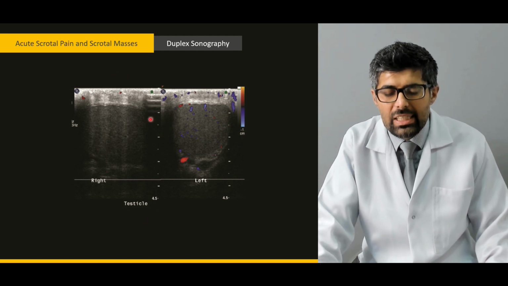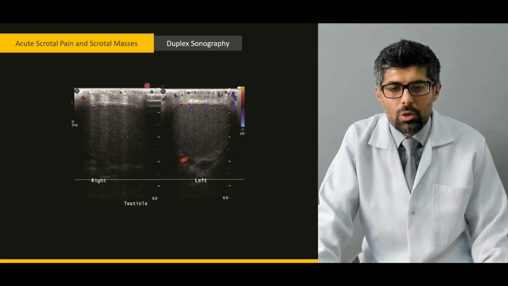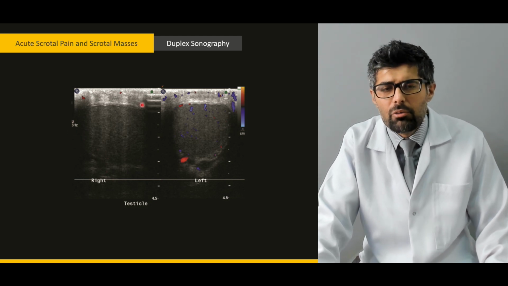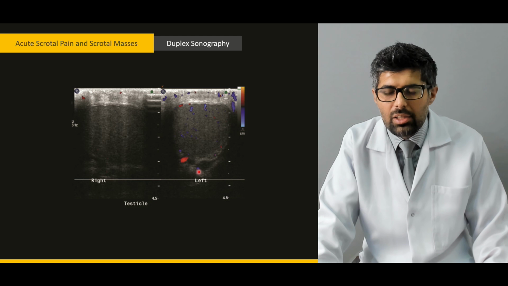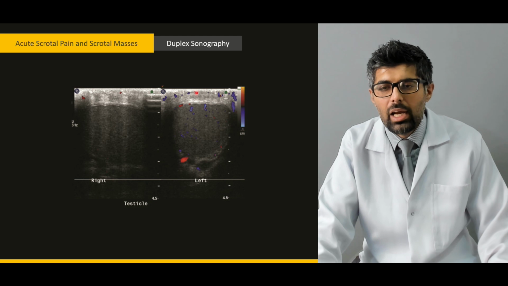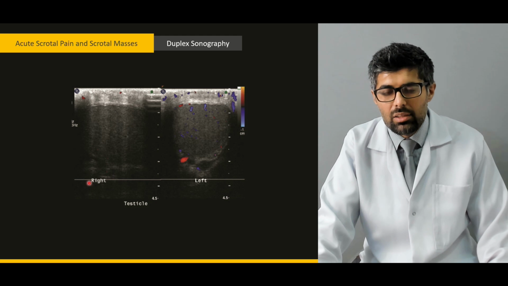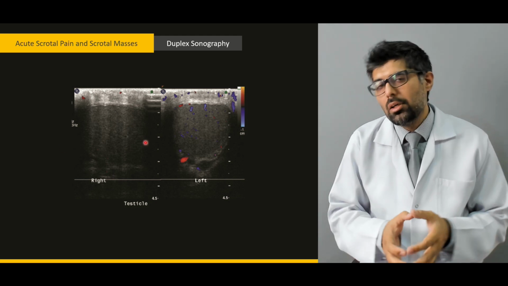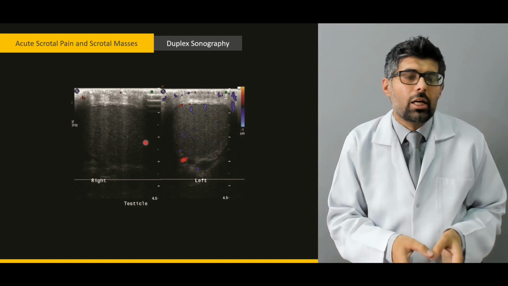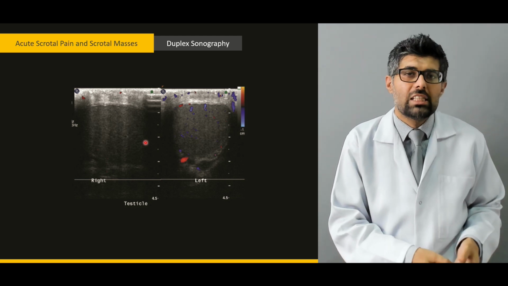So you can easily appreciate that both testes are of the same size, but the right one has extremely reduced blood flow, and the left one has normal blood flow with normal arterial and venous blood flow. So we can easily deduce that the right testes might be undergoing testicular torsion. Usually, such a diagnosis is made both on the ultrasound and on the physical examination.